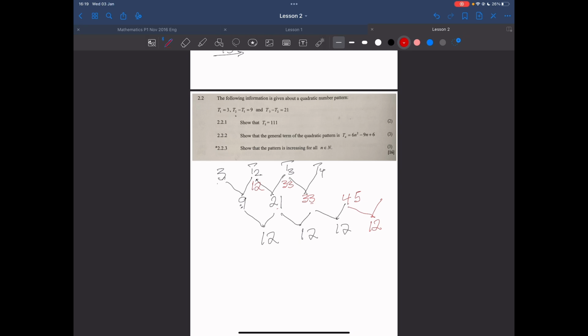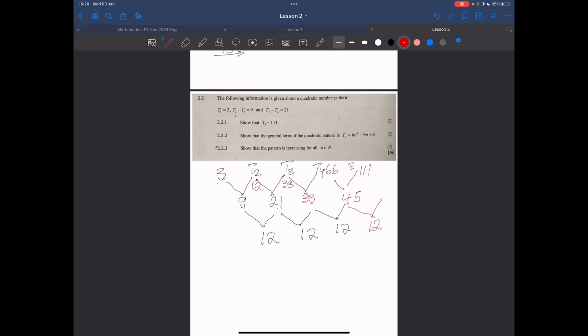We add the terms like that. So let's see. 33 plus 33 is 66. Right. We want term number 5. Term number 5, so we'll say 66 plus 45, which is 111. So that's what they want.